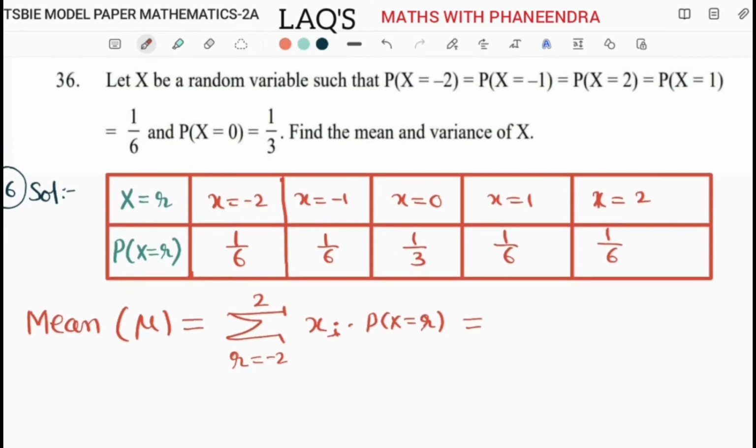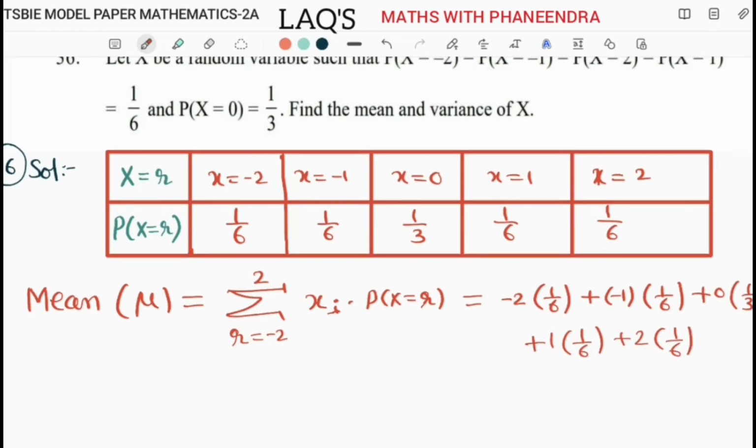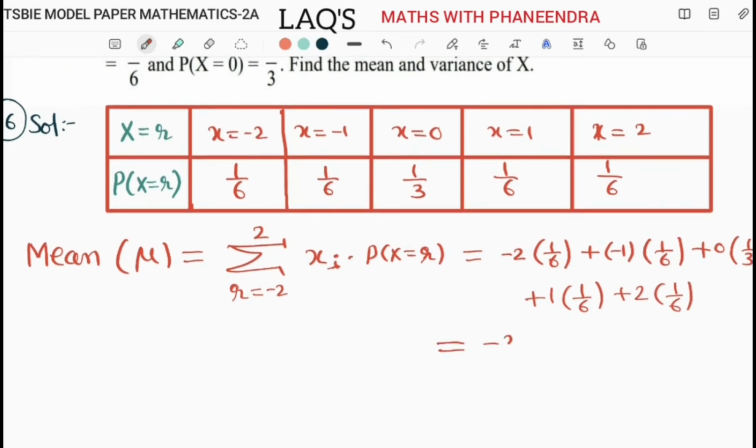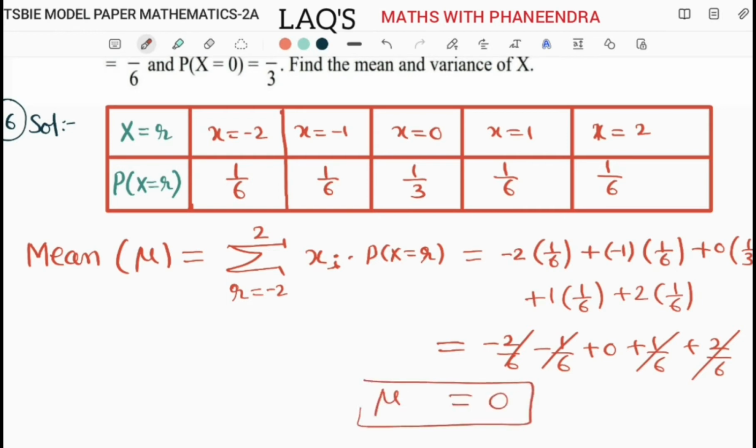So we will do that as minus 2 into 1 by 6 plus minus 1 into 1 by 6 plus 0 into 1 by 3 plus 1 into 1 by 6 plus 2 into 1 by 6. So which is equal to minus 2 by 6 minus 1 by 6 plus 0 plus 1 by 6 plus 2 by 6. So plus 2 by 6 minus 2 by 6 plus 1 by 6 minus 1 by 6. So all values 0. Therefore, the mean value goes to be 0.